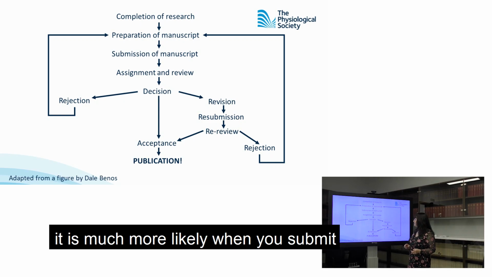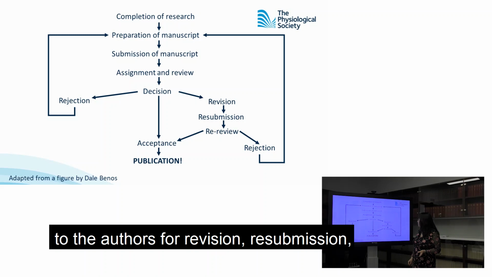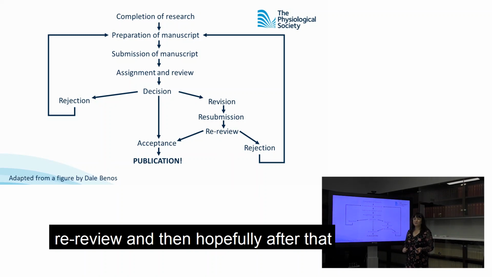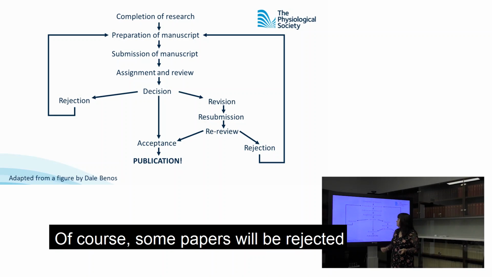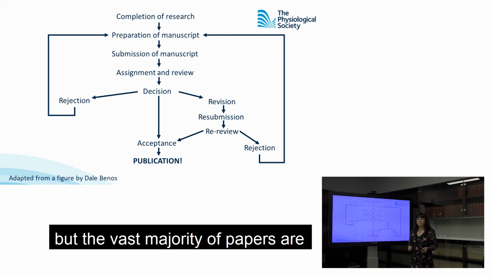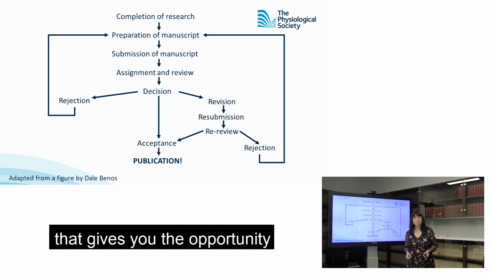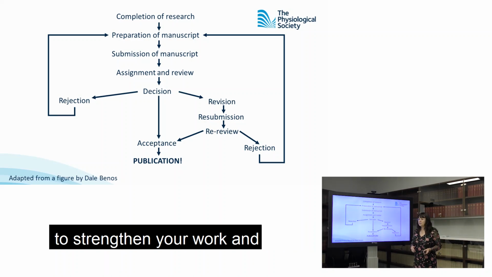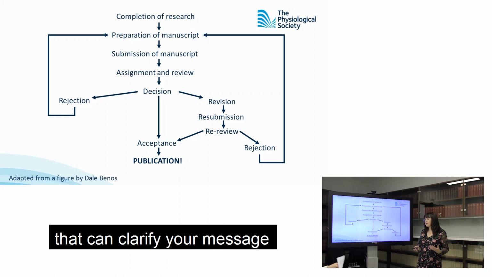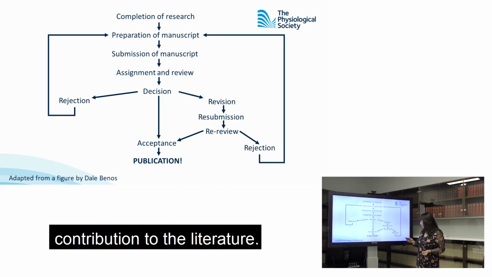It's much more likely when you submit your work for publication that it's not going to be accepted unchanged. Most papers, in fact, are sent back to the authors for revision, resubmission, re-review, and then hopefully after that, acceptance. Of course, some papers will be rejected right at the very beginning, but the vast majority of papers are going to be revised, and in fact, it's the peer review system that gives you the opportunity to strengthen your work and to get additional perspectives that can clarify your message and make your paper a stronger contribution to the literature.